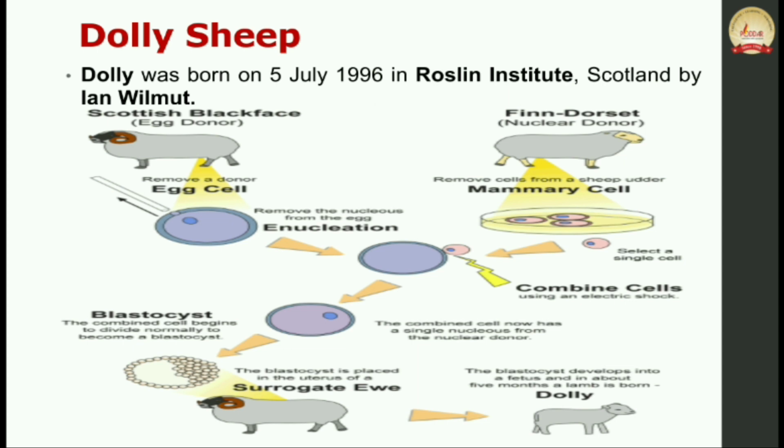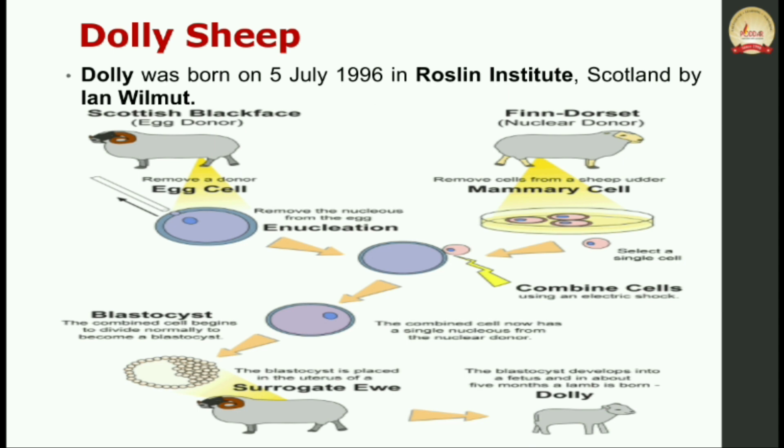From the Scottish Blackface sheep, they selected the egg cell and removed its nucleus by the enucleation method, and from the Finn Dorset sheep they selected the mammary cell and fused them with an electric shock and started their cleavage.